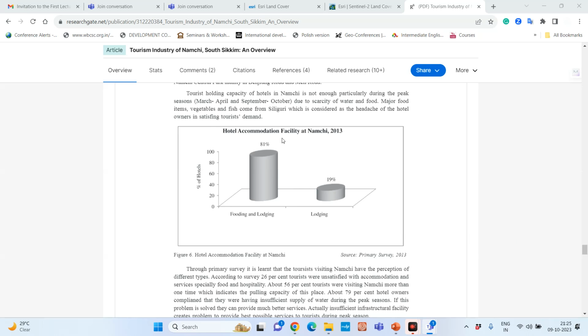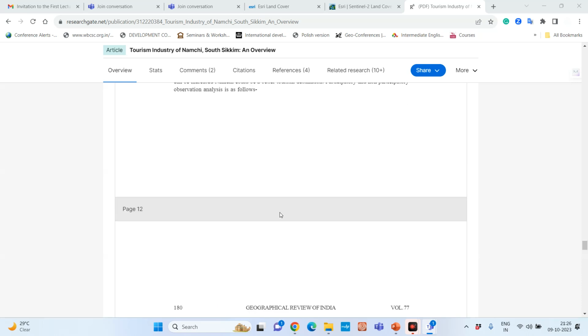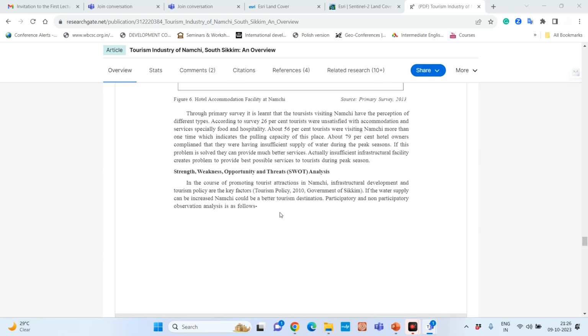You can even analyze your accommodation facilities, how many hotels there are in Gdańsk, how many hotels provide only lodging, and how many provide both food and lodging. Then you can analyze it. Many of you are from the management discipline, so you know the strengths, weaknesses, opportunities and threats, the SWOT analysis.